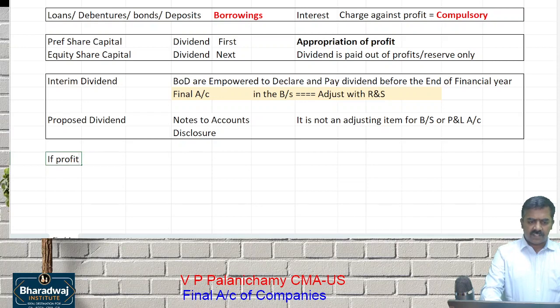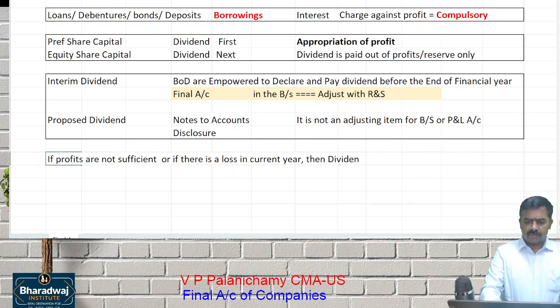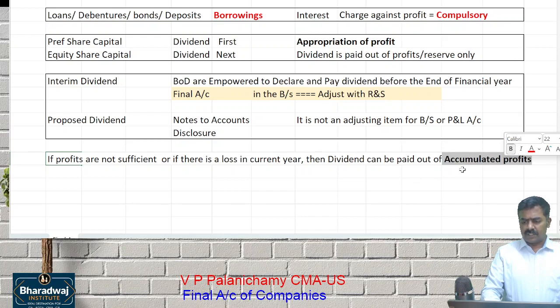If profits are not sufficient, or if there is a loss in the current year, then dividend can be paid out of accumulated profits. Dividend can be paid out of accumulated profit, which means reserves and surplus. The company law uses the word free reserves.